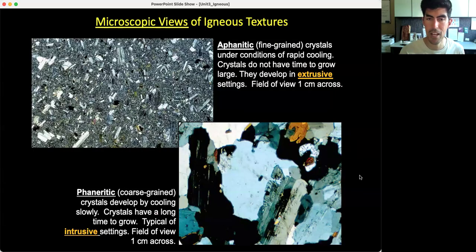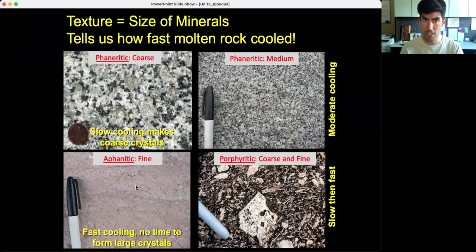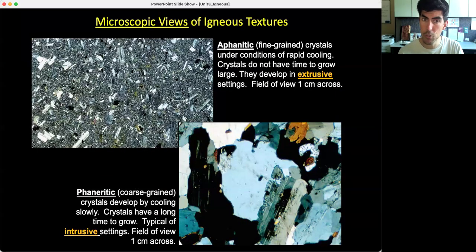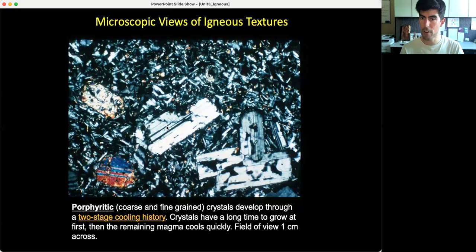And then here's just some examples of the microscopic views of these minerals. For those aphanitic pictures, the ones that we can hardly see at all, if we look at them under a microscope, we do see those minerals. They're just incredibly tiny. Whereas the phaneritic textures have very large individual minerals surrounded by other very large minerals. Here's the porphyritic, very large minerals surrounded by very small minerals. This indicates that there's two stages to the history of that magma. It was cooling down slowly to form the large crystals, and then some process, maybe the mixing of a cooler magma with this hotter one, caused things to start to cool down much faster.